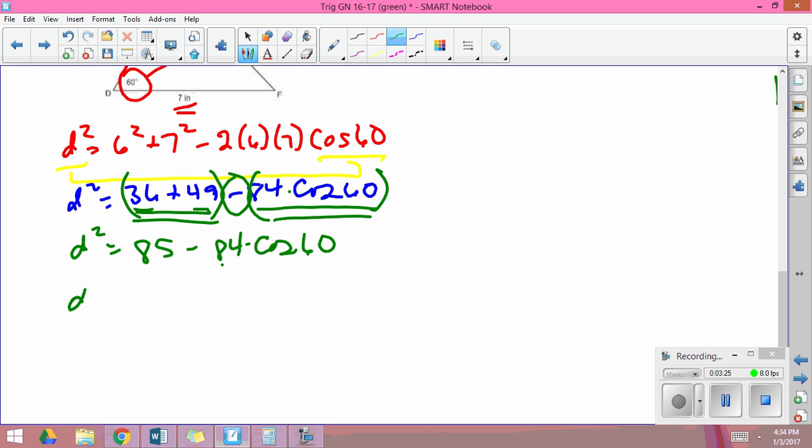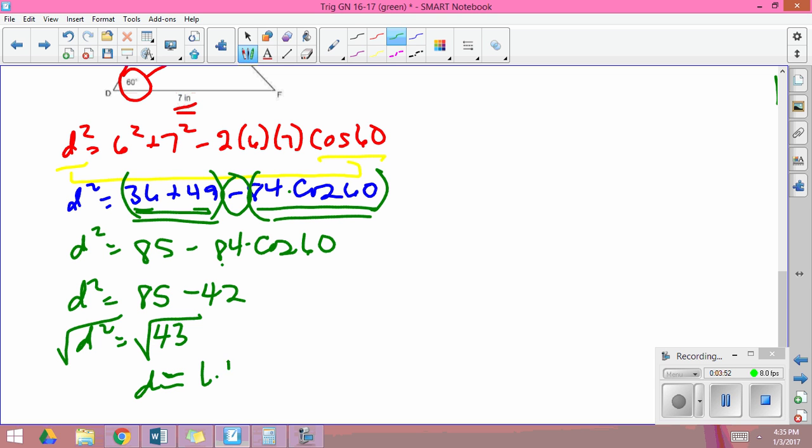And so we have d squared is equal to 85 minus 42. Cosine of 60 is 1/2. But go to your calculator, cosine of 60 times 84. So d squared is equal to 43. At this point, when we take the square root of both sides, we do not have to consider the negative because this is a side length, and d is approximately 6.6.